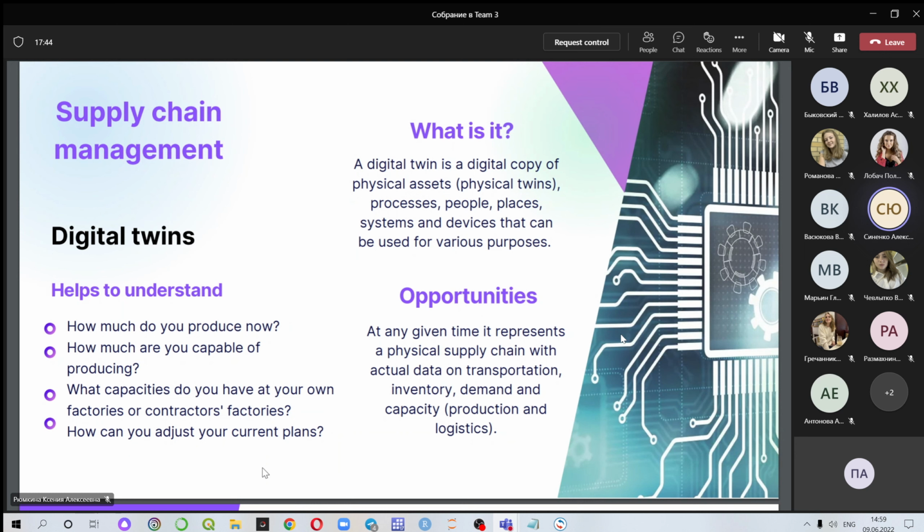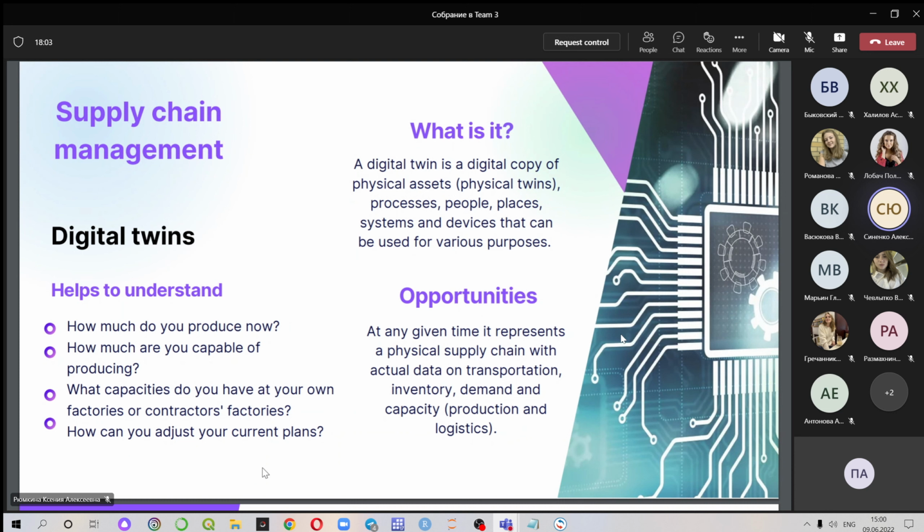At any given time, the digital twin represents a physical supply chain with actual data on transportation, inventory, demand, capacity, production, and logistics, so it can be used for planning and decision-making in real time. Creating a digital production twin will allow you to answer the following difficult questions.